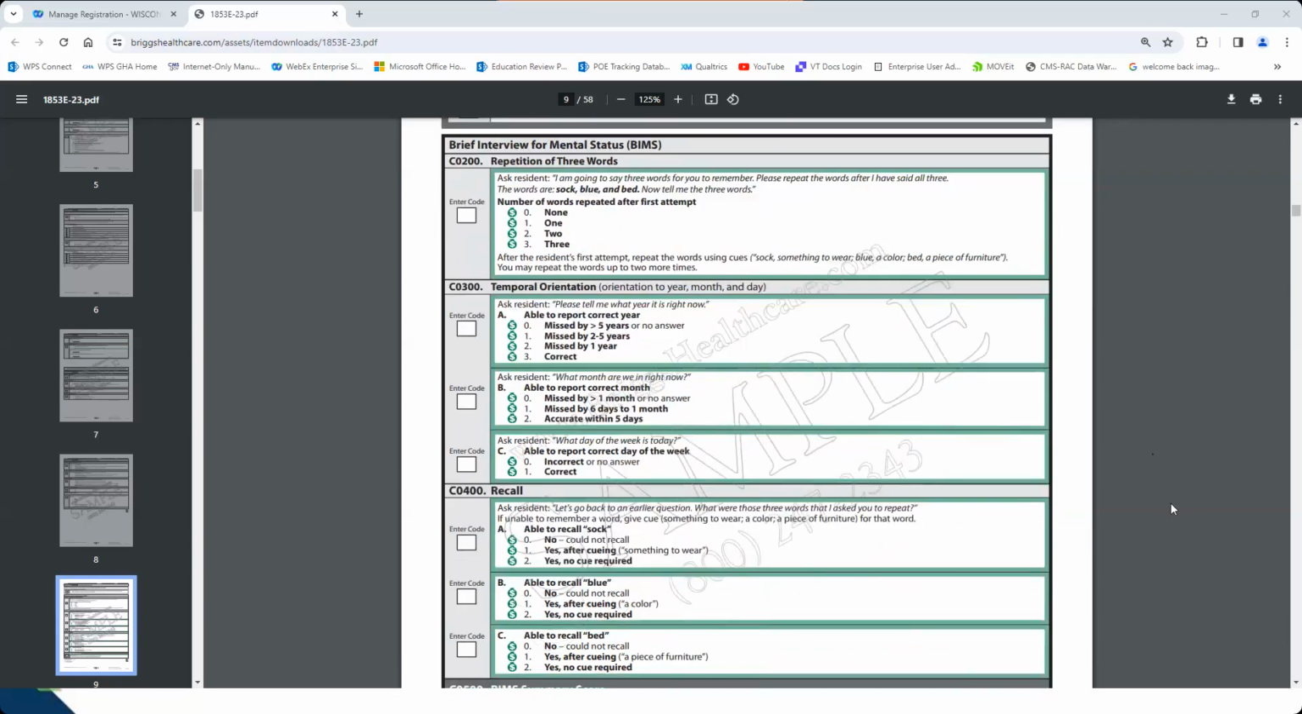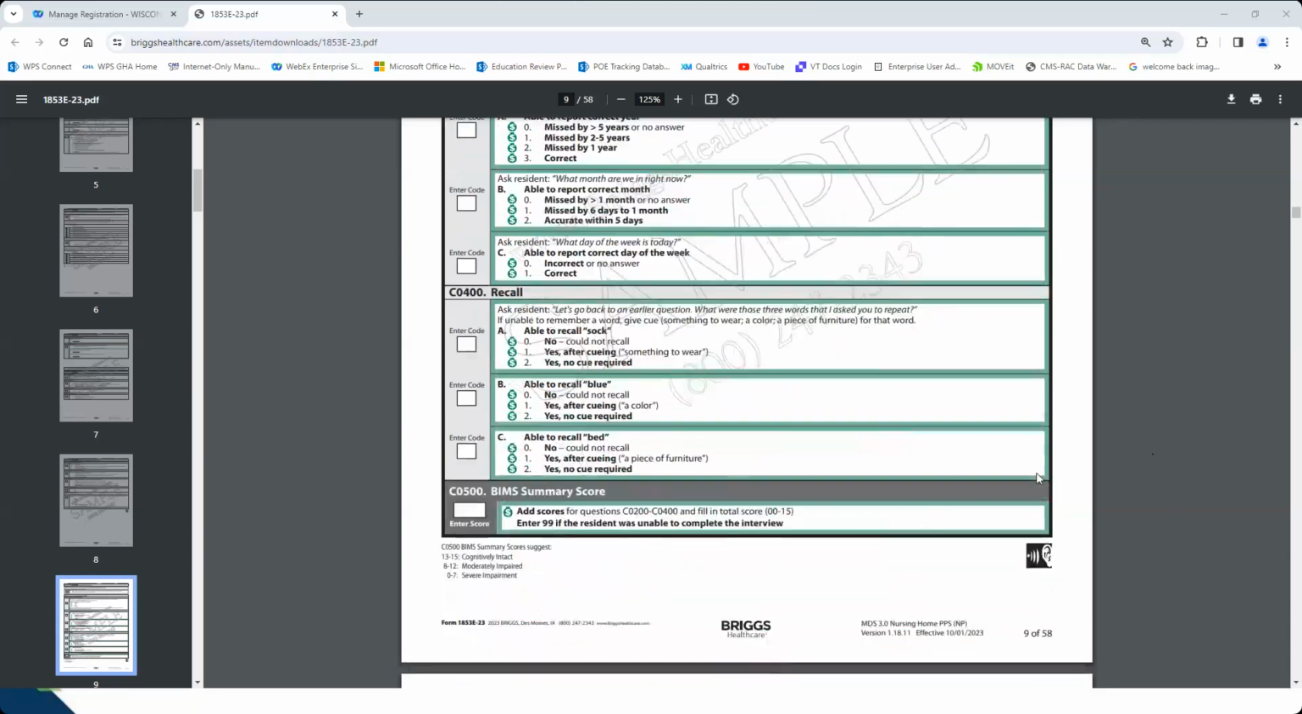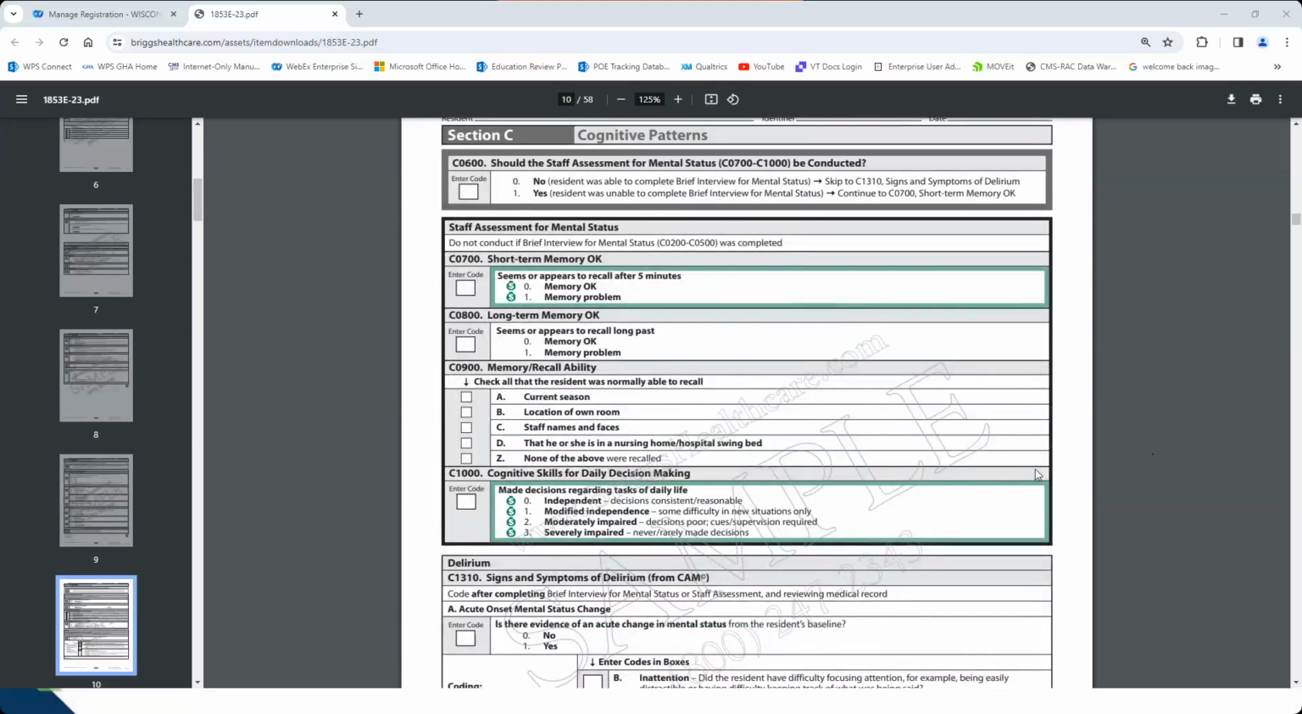If it doesn't exist in the documentation, then it can't exist on the MDS by itself, and expect that we're going to give you that payment category that it came out to give you if we can't see that that was done. So, all right.